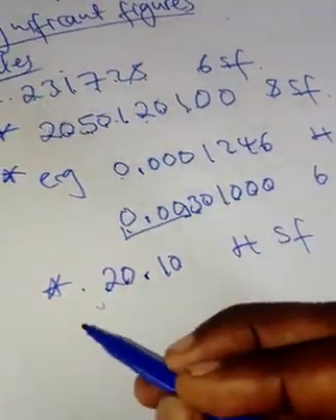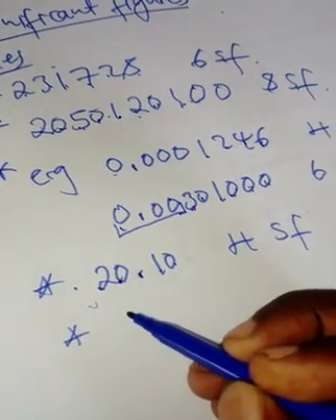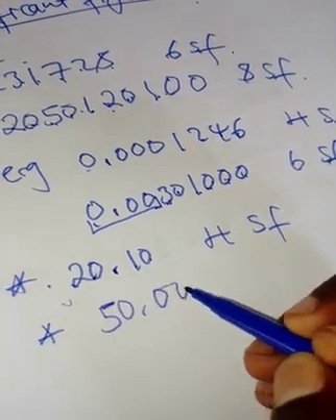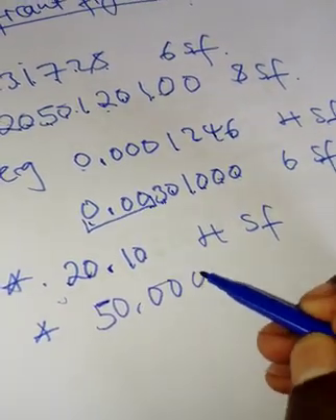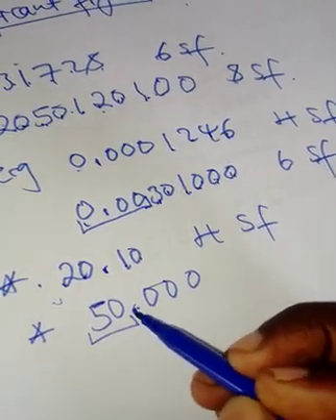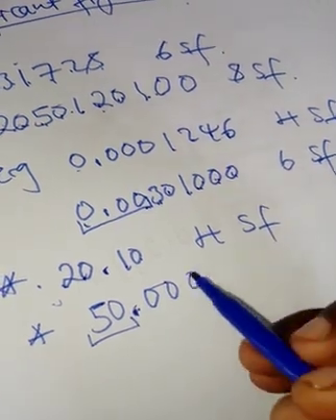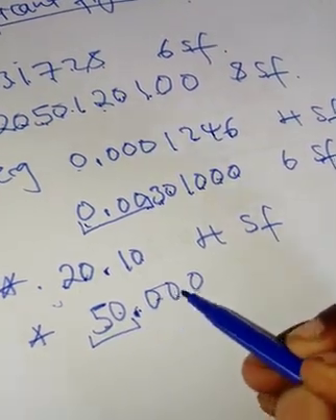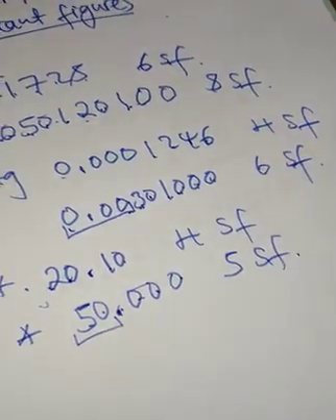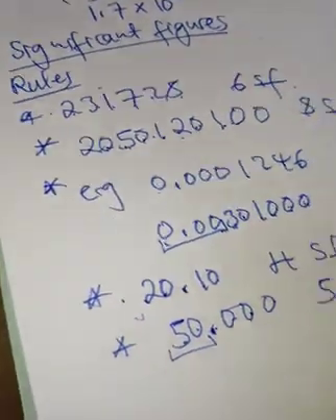Okay. Then let's say we have maybe 50.000. We have a whole number part this side and a decimal point, meaning even all the zeros will be significant. So it's 1, 2, 3, 4, 5 significant figures. Okay. Hope you get the concept there.